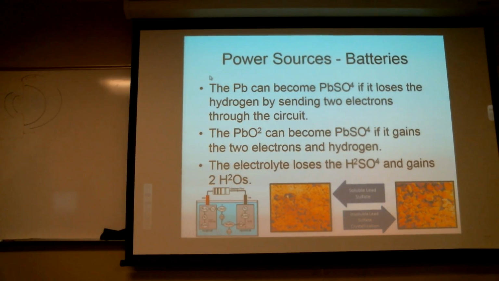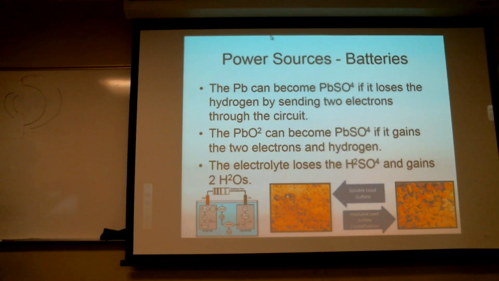Okay, so the lead becomes lead sulfate on one side. The lead peroxide also becomes lead sulfate if it gets the 2 electrons from the circuit, as well as potentially some of the hydrogen. The electrolyte obviously gives up some of the hydrosulfuric acid, but does gain a couple of water molecules out of this chemical reaction. And again, I'm not going to ever test you on that.